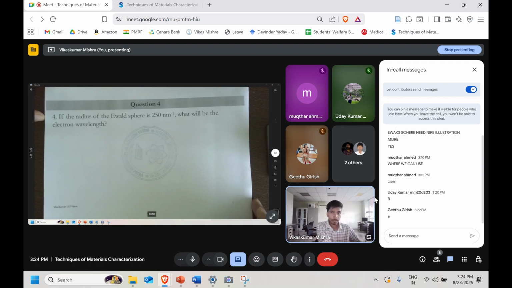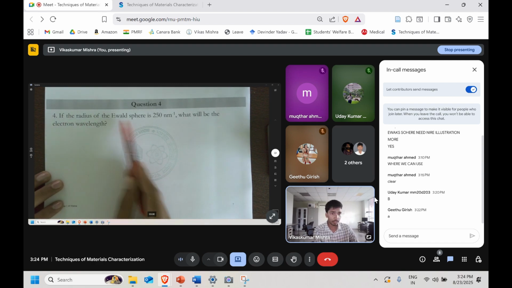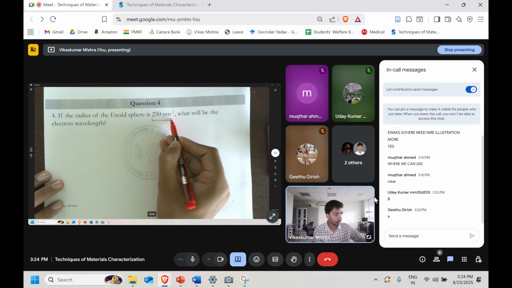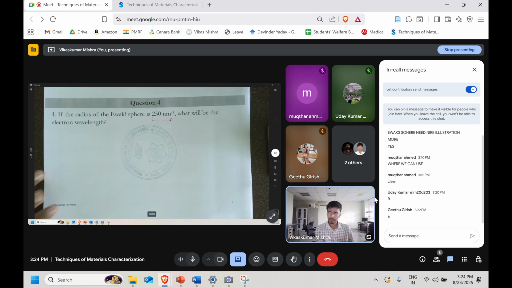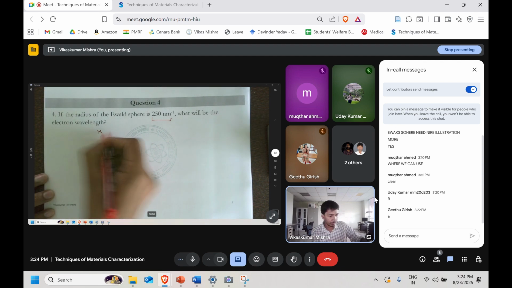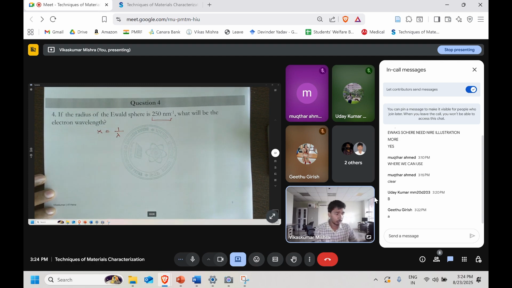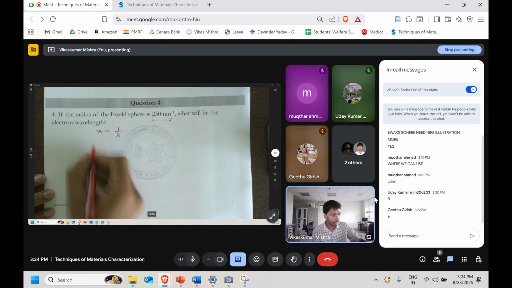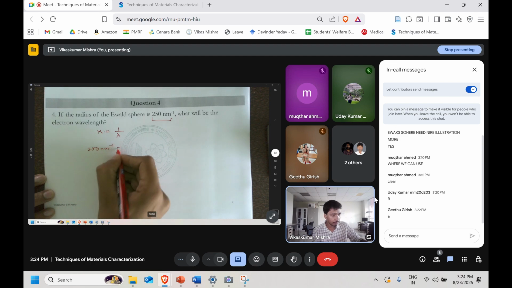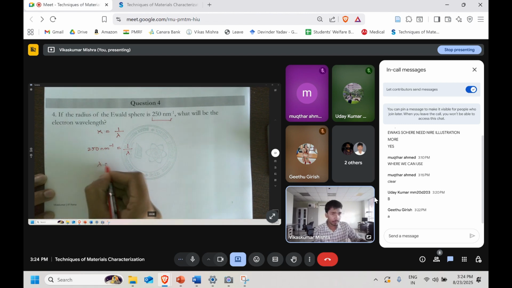Here the question asks: if the radius of the Ewald sphere is given, what will be the electron wavelength? It's very easy. We know that the radius of the Ewald sphere, which is k, is nothing but the reciprocal of the wavelength. The radius of the Ewald sphere, k, is given as 250 nanometer inverse, equal to 1 over lambda. So one can easily find the value of lambda.